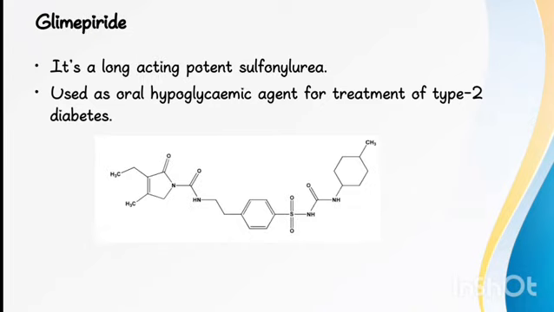Then glimepiride. Glimepiride is a third generation sulfonylurea. It is long acting and highly potent. So it is effective at lower dose. It is commonly used in type 2 diabetes.